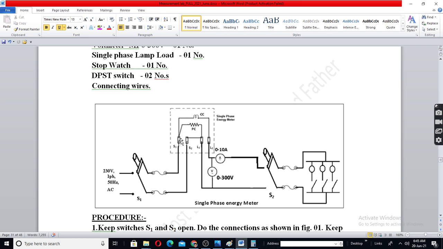Note that these two are shorted. S1, S2, supply 1, supply 2. And here, when you write, actually this should be L1, L2, load 1, load 2. Even if you write in other ways, no problem. See, supply 1 goes like this. Supply 2 means load 2.